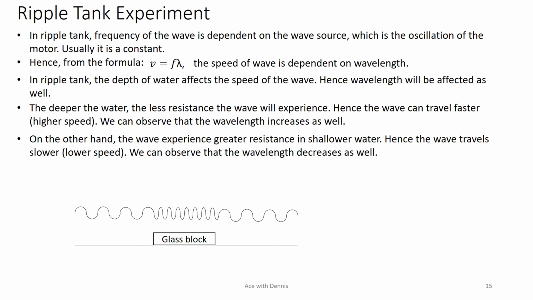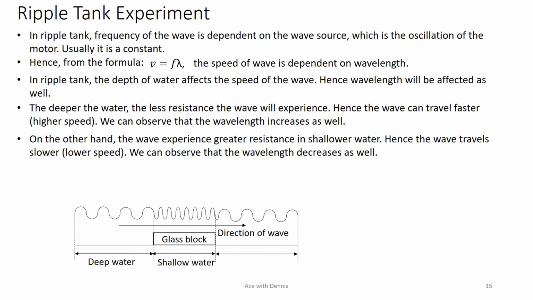So this diagram illustrates how we can change the depth of water in a ripple tank by just placing a glass block. So this is the direction of the wave, and we can observe that this is the deep water, and this is the shallow water, and this is the deep water. So at the deep water, we get larger wavelength. At the shallower water, we can see smaller wavelength. And in the deep water, we can see larger wavelength again.